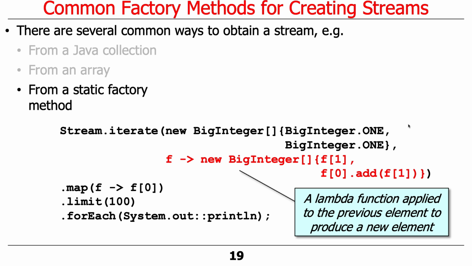So this will create the next value. And then that generator will be used again, taking the new input and applying that to f sub 1 and then f sub 0 plus f sub 1. So this will keep going on and on forever. So we're going to end up generating this infinite sequence of big integer arrays with 2 elements.